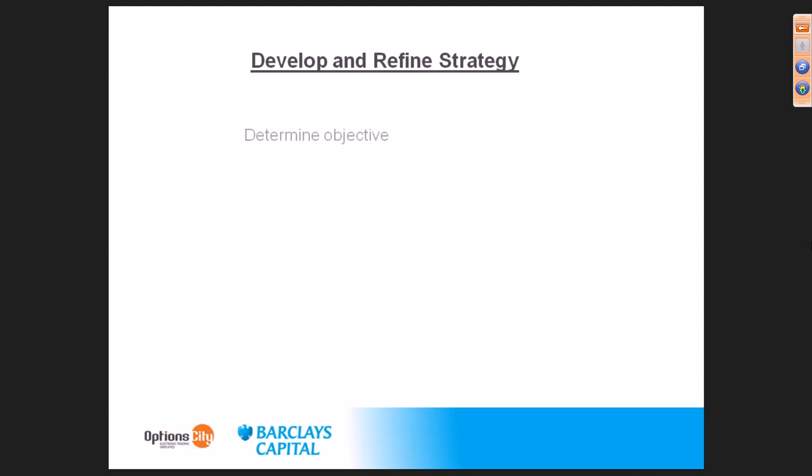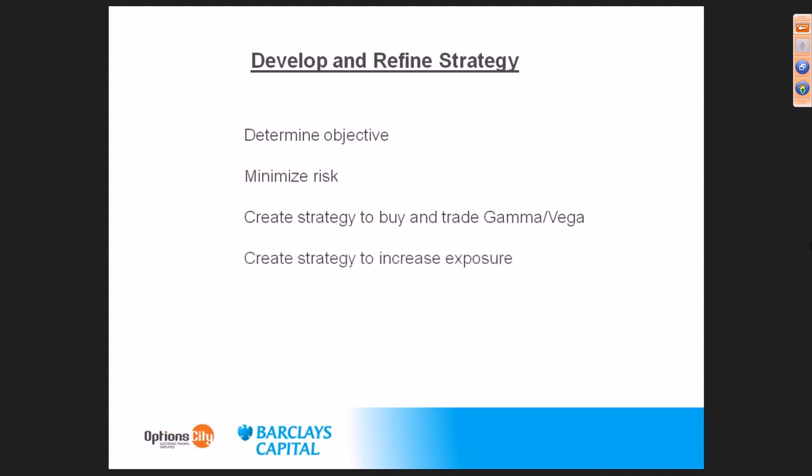Now, when we start putting this together, we also have a couple different objectives that we have to review, as far as, do we want to minimize risk, create a strategy to generate alpha whereby we're going to be trading gamma and vega, or create a strategy to increase exposure. So Eric, how do you relate as both a past and current trader to some of these objectives?